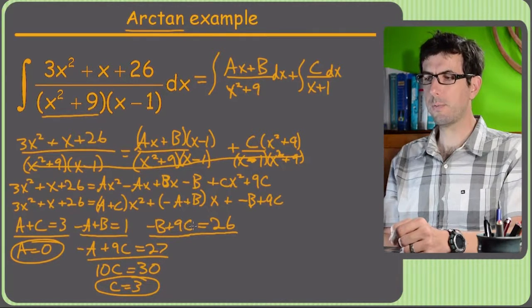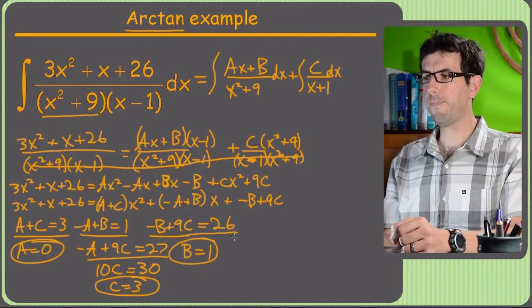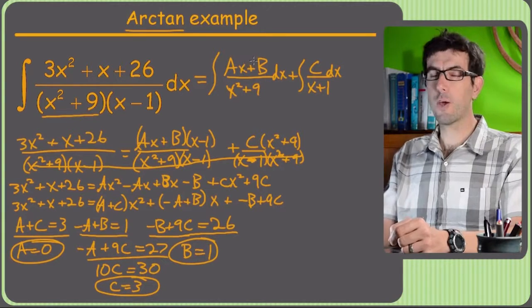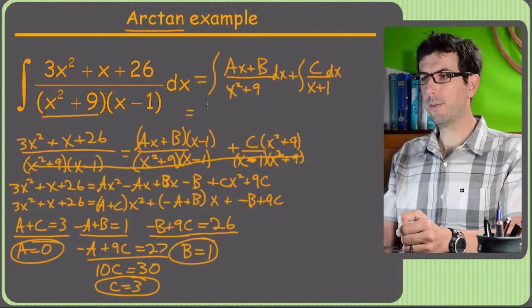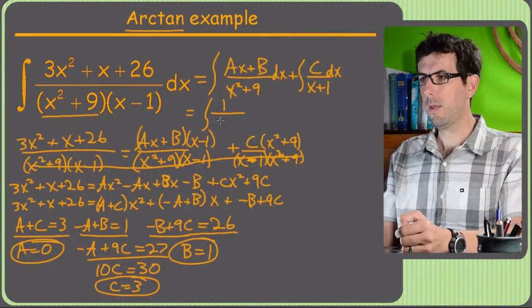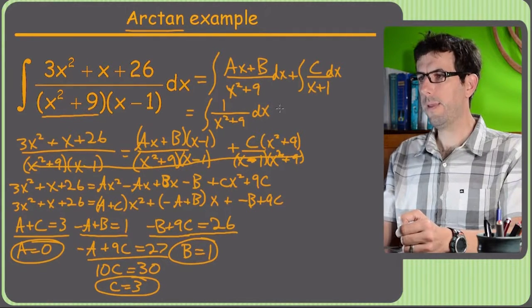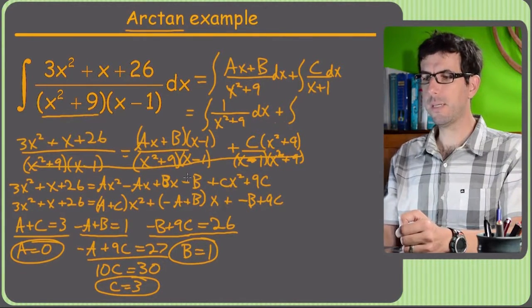Oops, let's see. So 3c would be 27. 27, so b is actually 1. Positive 1, not negative 1. Alright, so at this point I can go back and rewrite my integrals using my new letters. So ax plus b, a was 0, oh that's nice, b is 1, over x squared plus 9 dx, and then integral of c, which is 3.